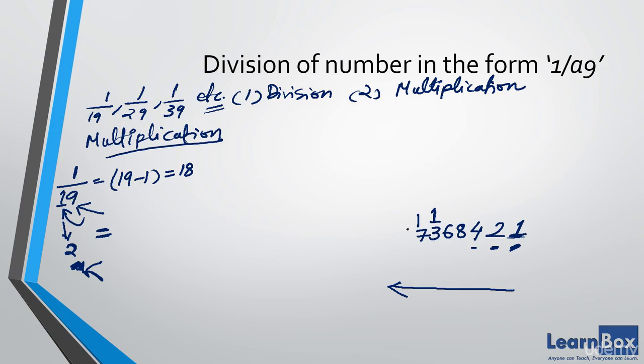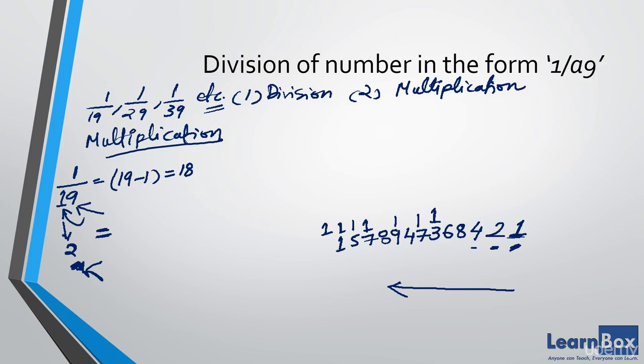7 into 2 is 14, 4 here, 1 carried forward. 2 into 4 is 8 plus 1, 9. 9 into 2 is 18, 8 here, 1 carried forward. 2 into 8 is 16 plus 1, 17, again 1 carried forward. 2 into 7 is 14, 4 plus 1, 15, so this is 5 here, 1 carried forward. Again 2 into 5 is 10, 10 plus 1, 11, so 1 here and 1 carried forward.